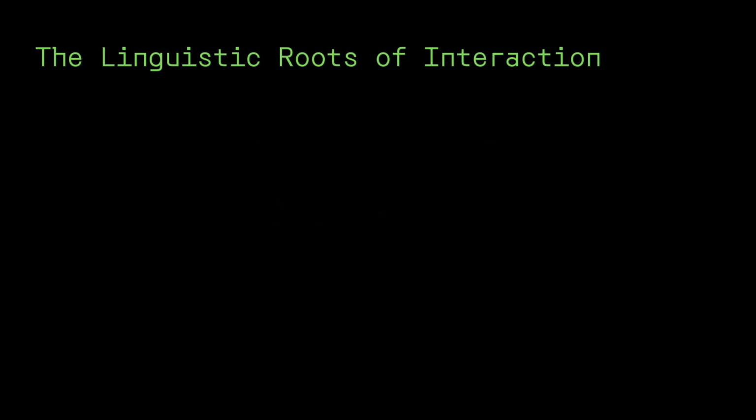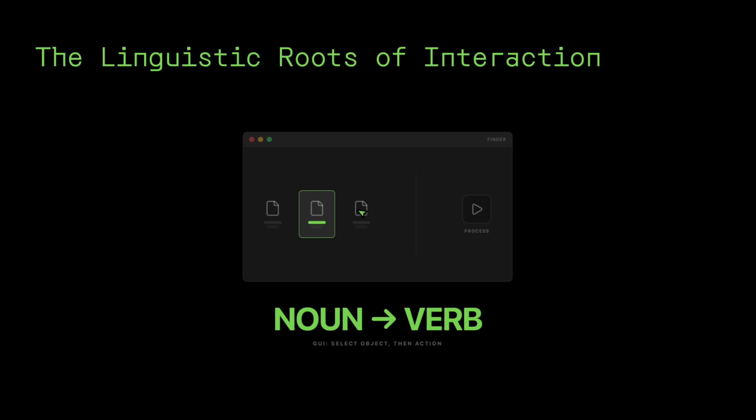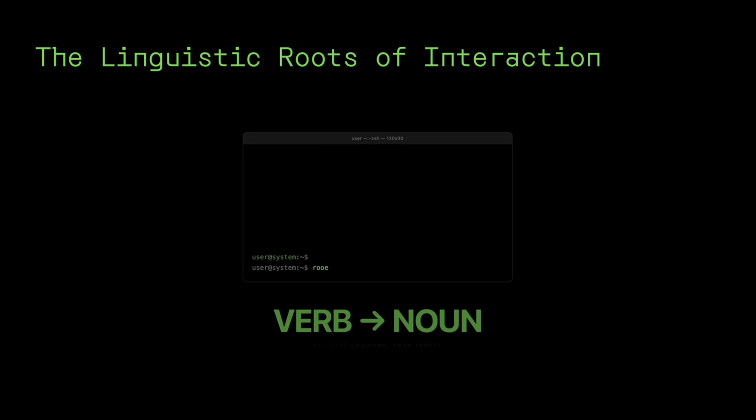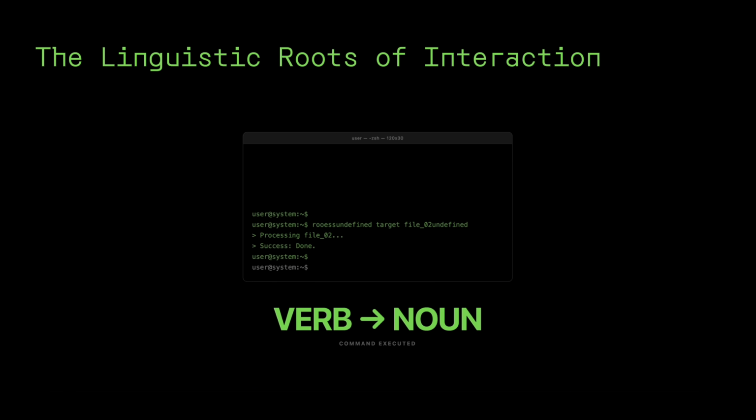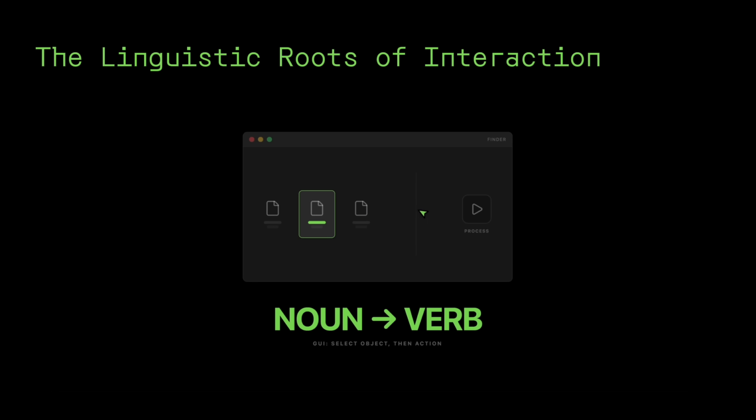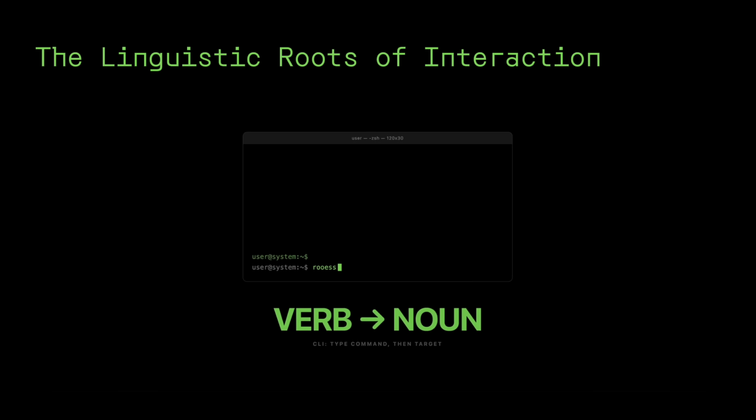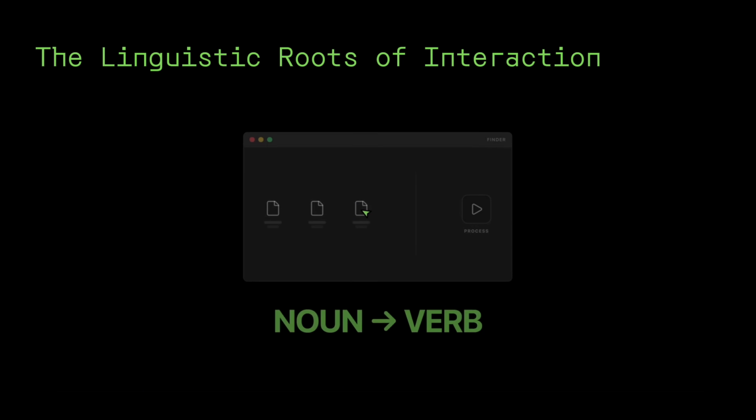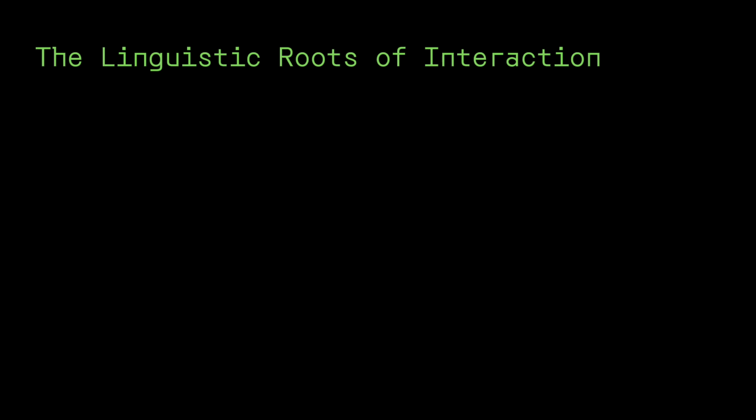And it is whether to select an object and then act upon it, noun, verb, or choose an action and then apply it to an object, verb, noun. And it's not merely a matter of technical preference or aesthetic style. It is a cognitive struggle rooted in how human beings conceive of the world, how we structure our sentences, and how we perceive our own agency within complex systems.